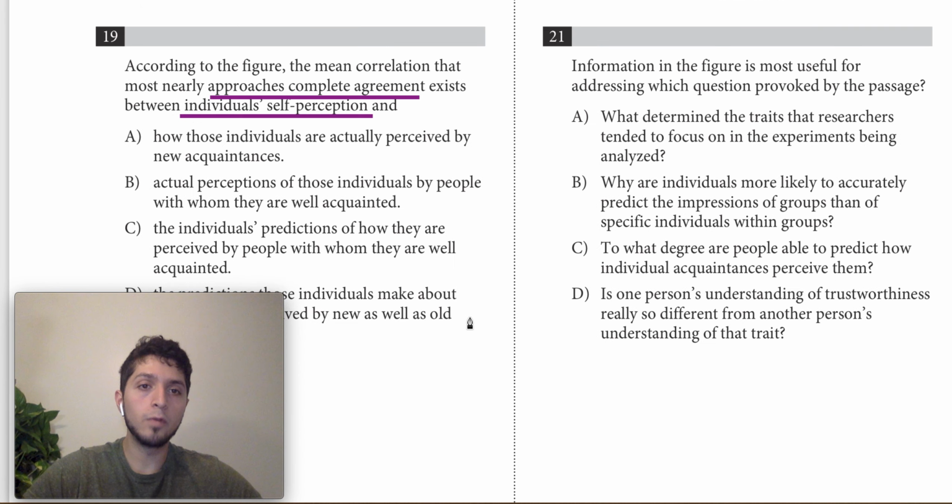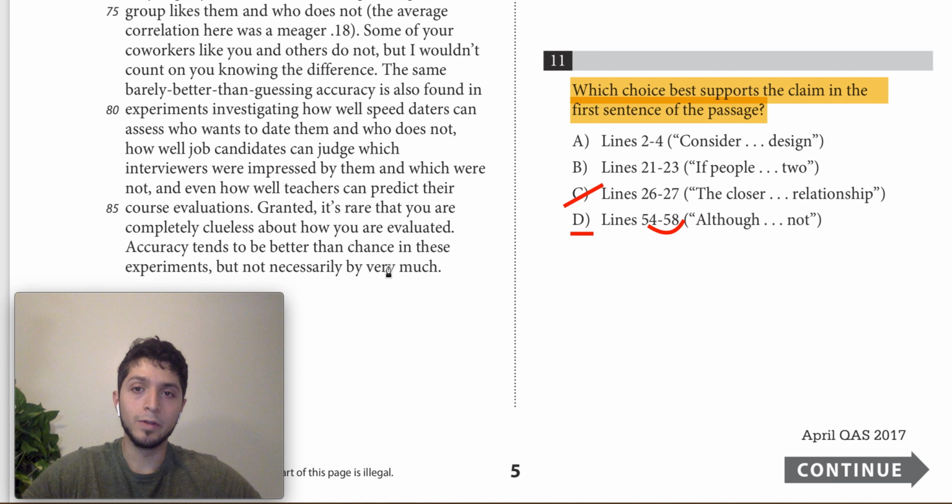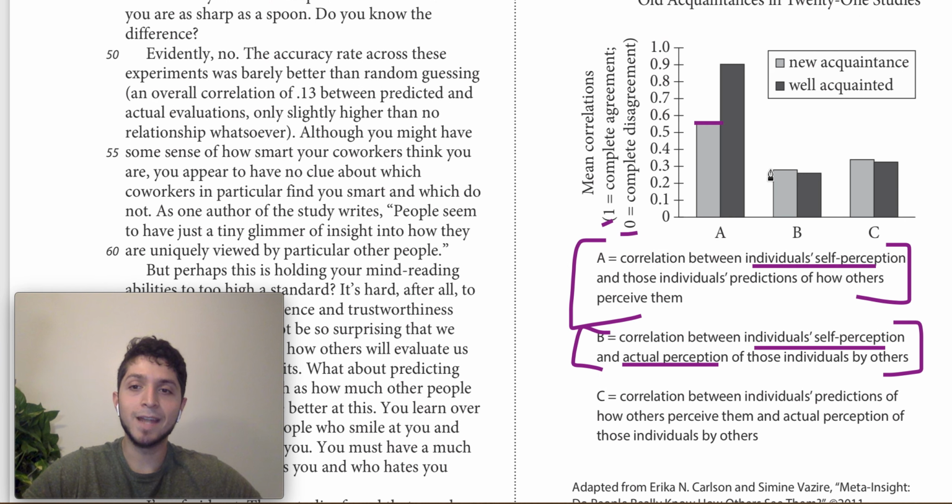And we're looking for the correlation that most nearly approaches complete agreement. So when we're looking at the graph, if we're looking for the correlation, it's not going to be the ones that match, right? We might think that at first. Oh, these ones kind of match, so maybe they're in agreement with each other. We're actually going to be paying attention to this axis here.